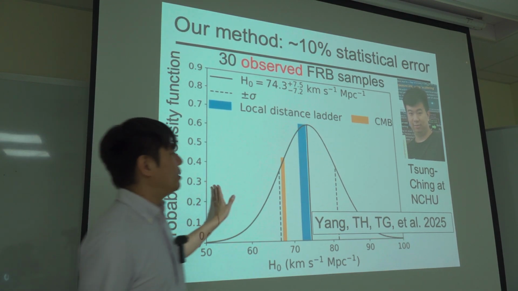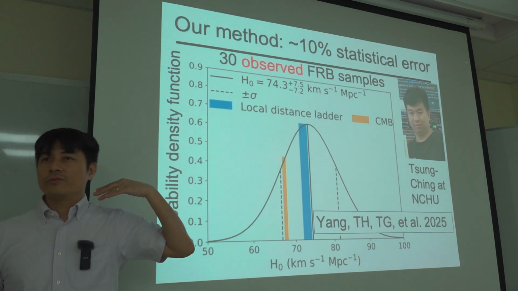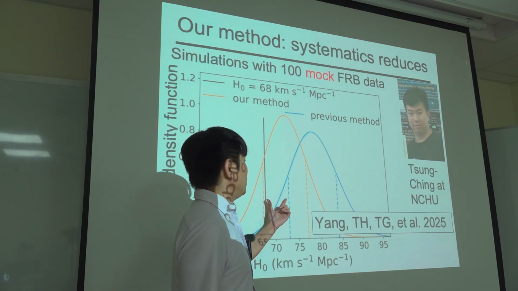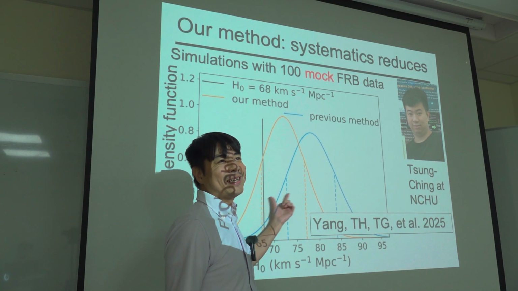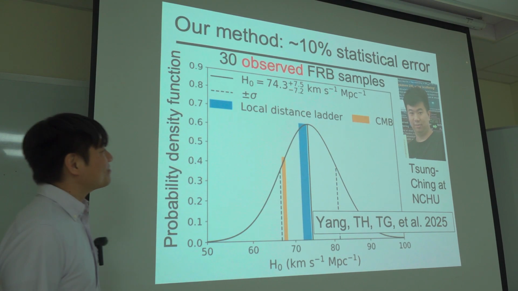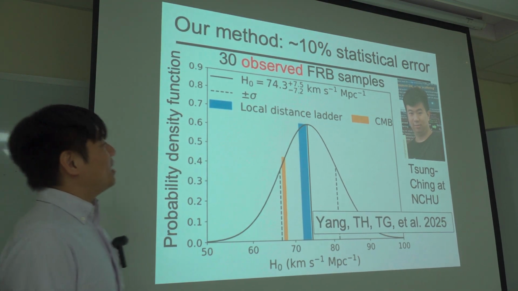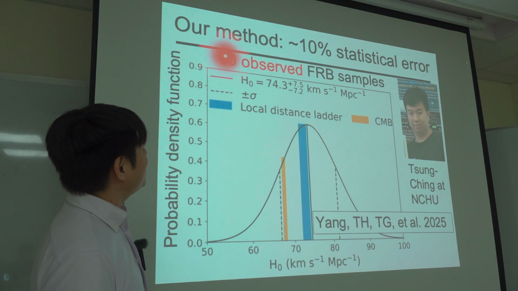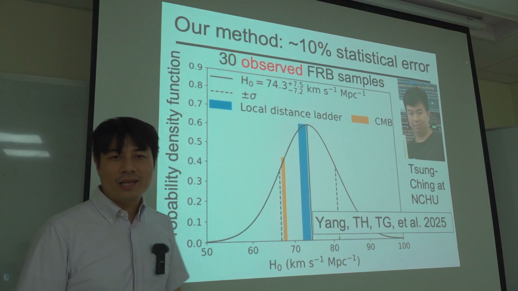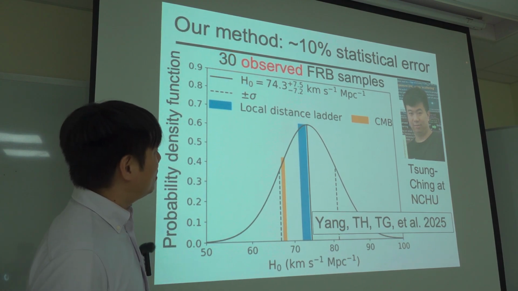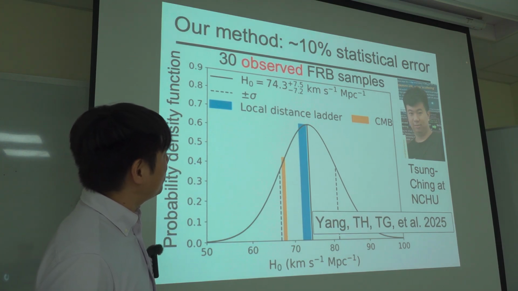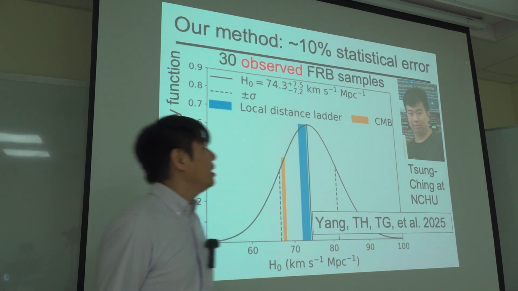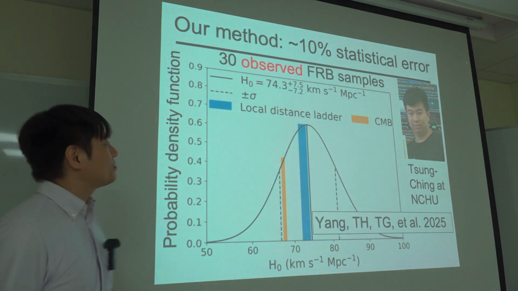Now this is about the true universe, okay? We don't know the true answer, but given this, we should be able to get the true answer within 1 sigma error. Then let's use observed FRB samples. For his method, currently there are 30 FRB data sets available. Maybe there are more samples right now, but at the time of writing the paper, 30 is the best effort, okay?